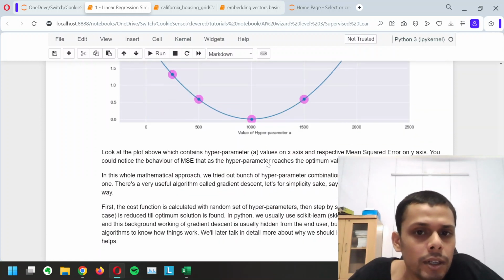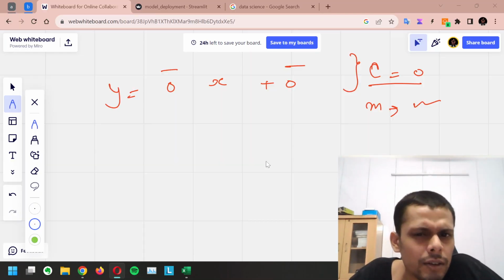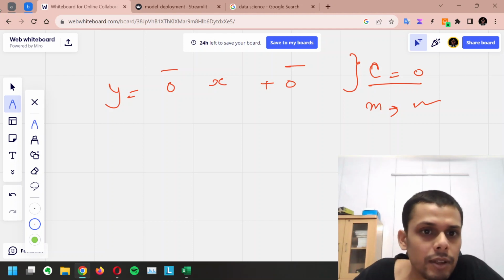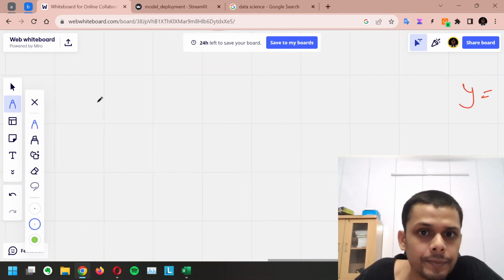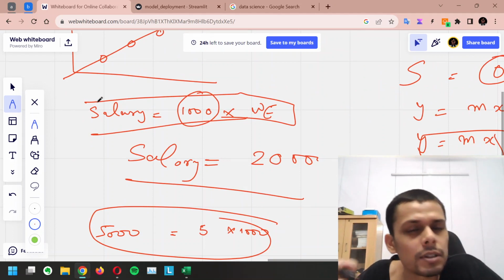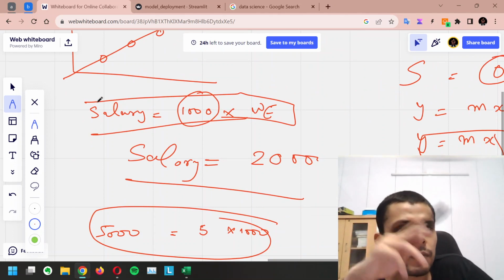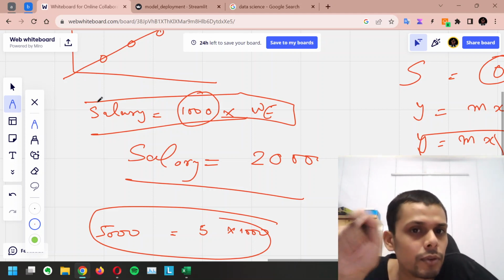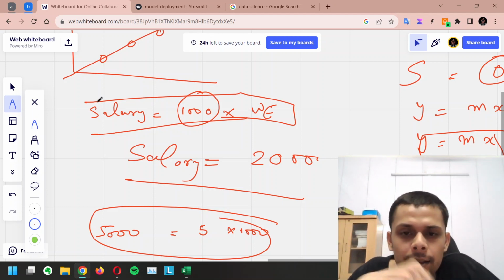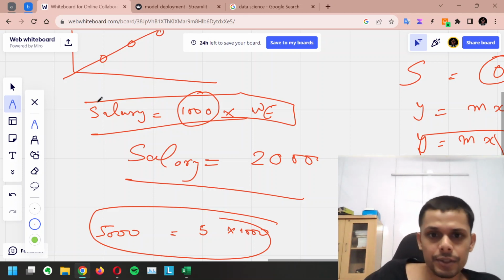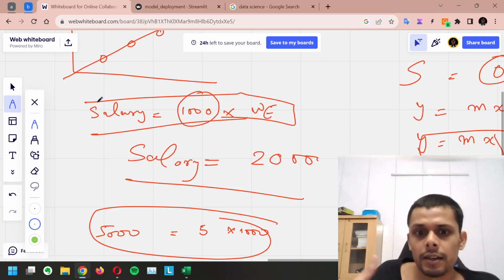And now let's go back to the initial equation, 1000. Do you remember what this 1000 was? Wasn't it the same thing we have been doing right here? Salary equals 1000 times work experience. It's the same equation, which gave us 1,000, 2,000, 3,000, 4,000 kind of patterns. So the point is that the way we learn a situation is very different from the way computers learn.